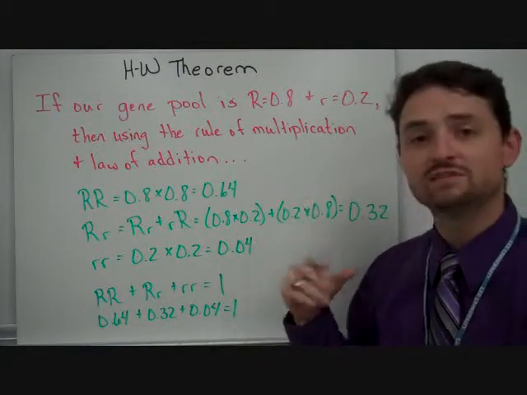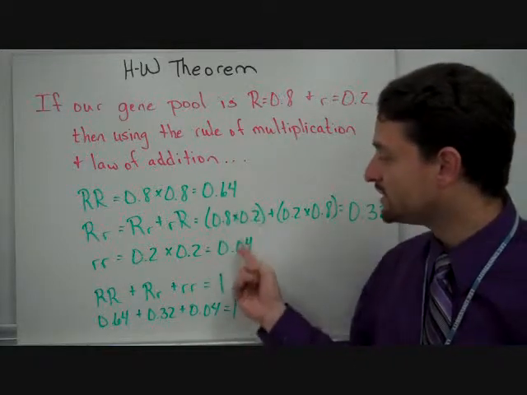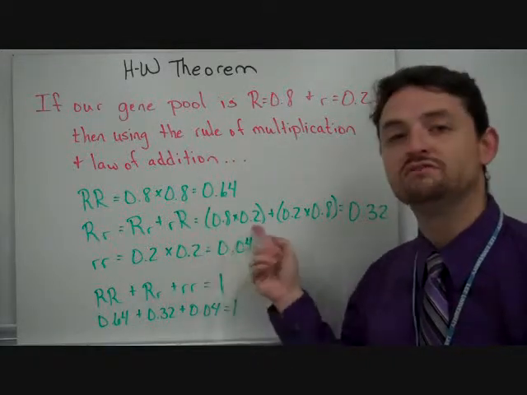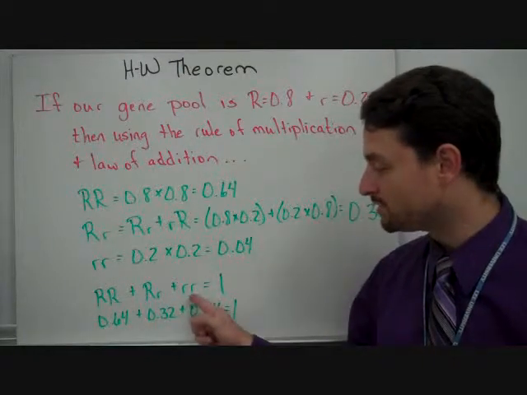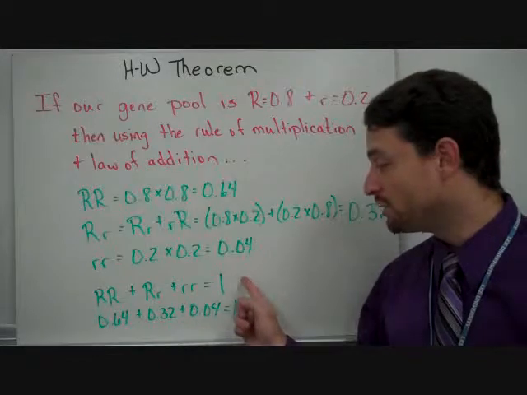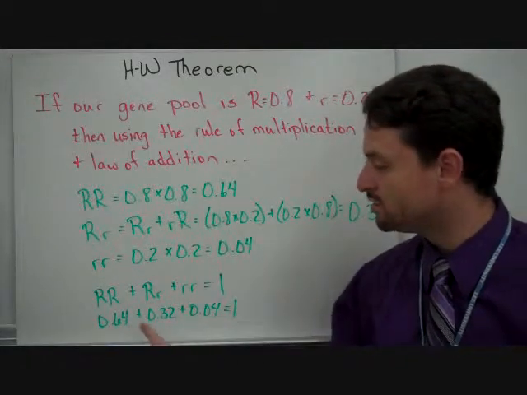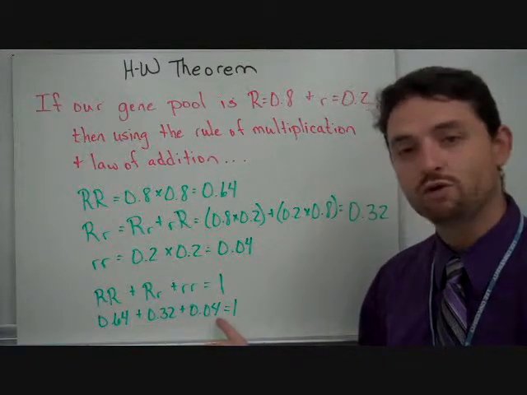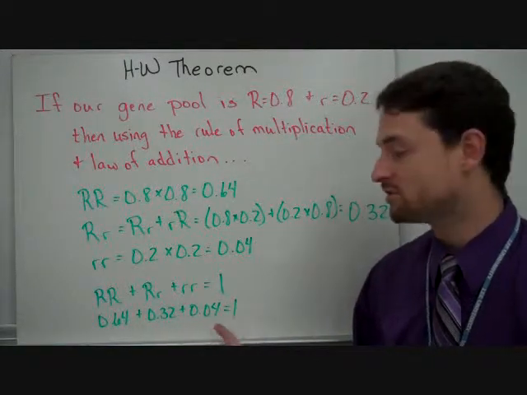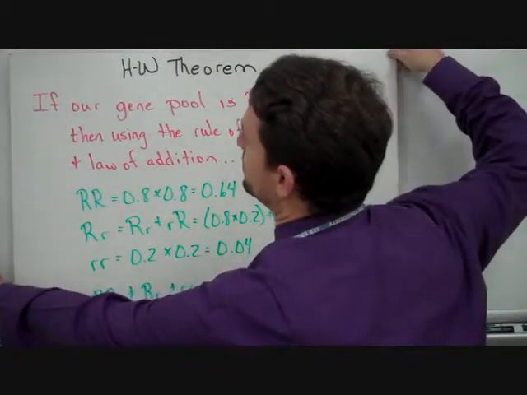Now notice we've got some things that we could go back to what we've talked about in genetics and say, well, these frequencies, if this is the total population, then these frequencies should add up to 1. So big R big R plus big R little r plus little r little r frequencies should equal 1 for the whole population. And when we put these numbers in, we do find that 0.64 plus 0.32 plus 0.04 do equal 1. And that's going to be important later on as we use this equation.